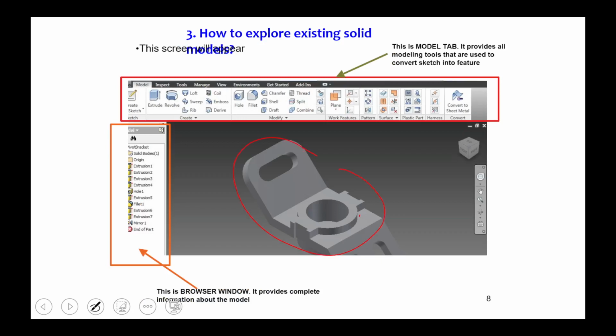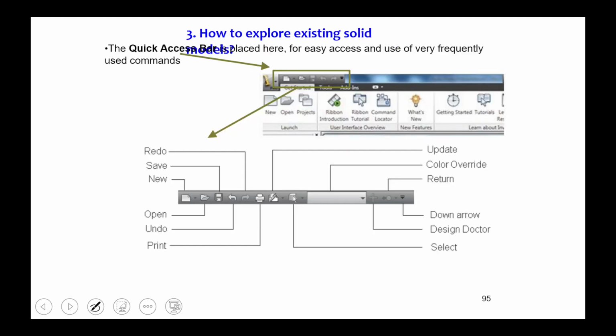These are all the design options: extrude, revolve, loft, sweep, rib, hole, fillet, shell, draft. You can take patterns, surfaces, plastic parts, and work features, whatever you require according to your design. This is how to explore the design. Here are redo, save, new, and open. These windows are all available here.